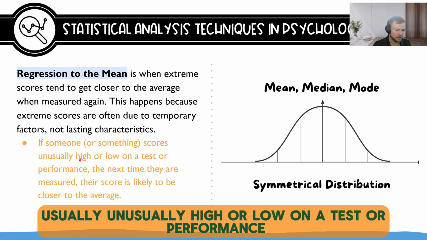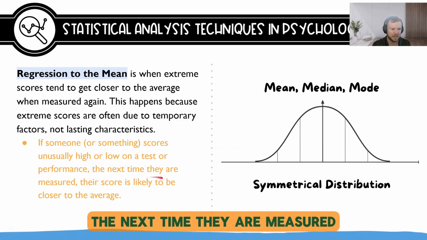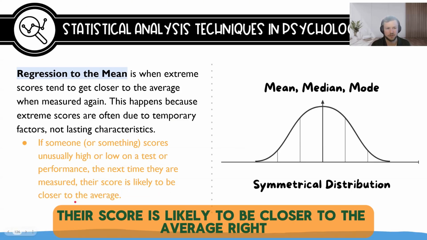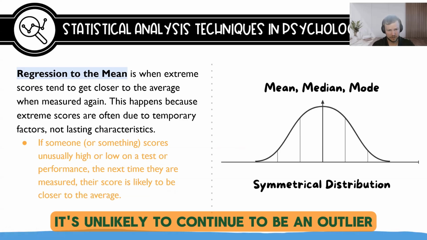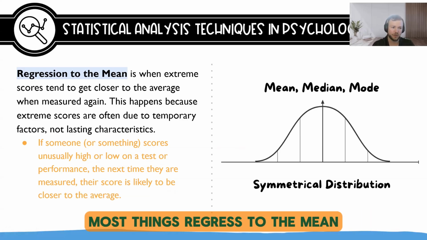If someone scores unusually high or low on a test or performance, the next time they're measured, their score is likely to be closer to the average. Right? You can't continue to be an outlier. It's unlikely to continue to be an outlier. Most things regress to the mean.